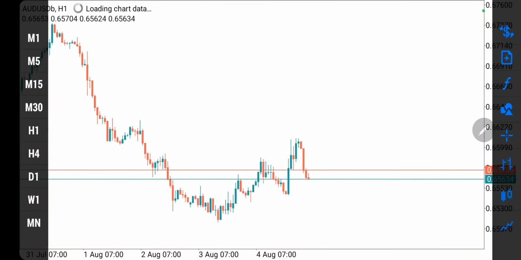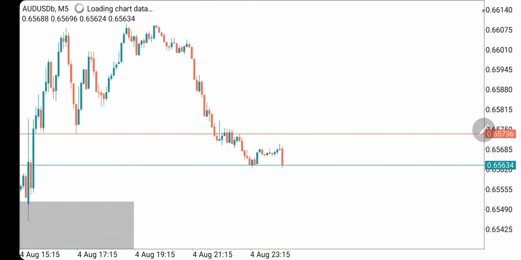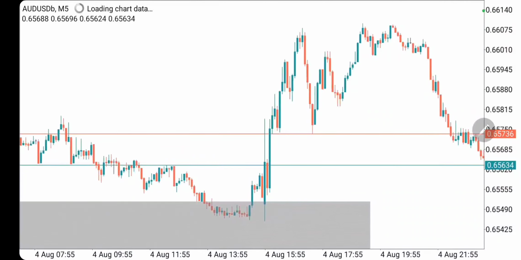We can step to the lower time frame to be able to see where the break of structure occurs, because this break of structure, this change of character and return to order blocks will occur at a lower time frame. So let us step down from the H1 to the 5 minutes time frame to see if we can actually see that.